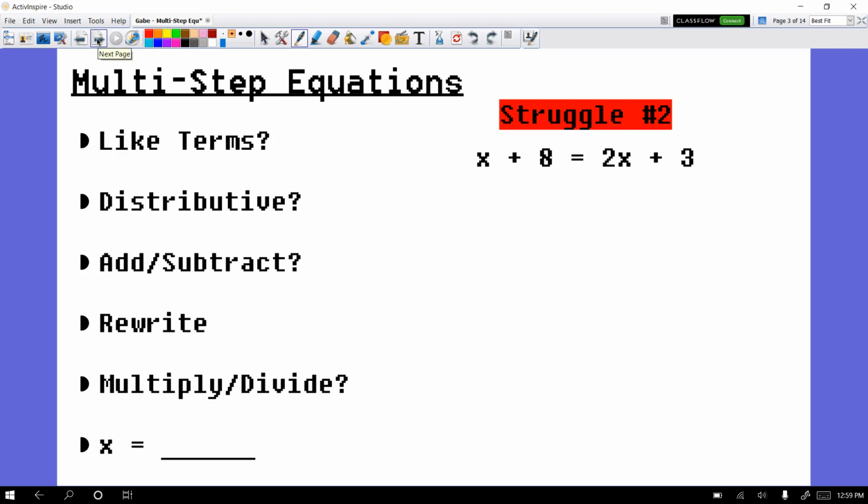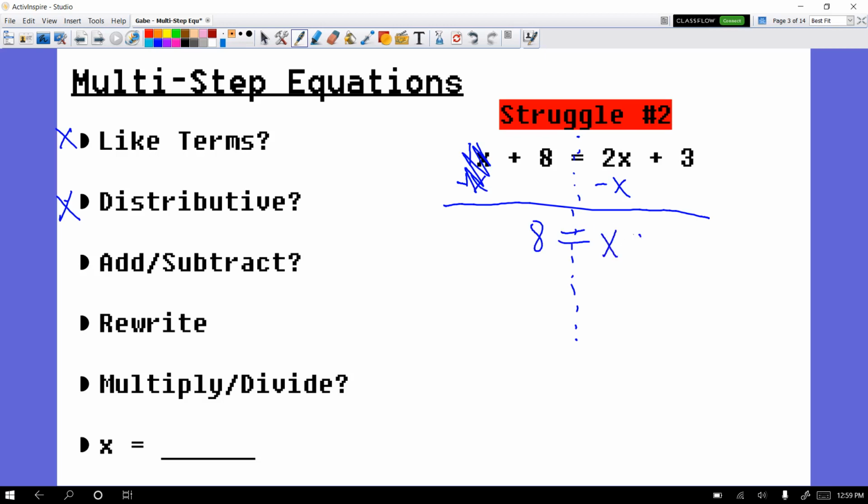Okay, so struggle number 2, the second problem you said you had a problem with. I'm going to start with the smallest variable. Okay, so I know that there are no like terms on either side. I can't put an x and an 8 together. I can't put a 2x and a 3 together. So there's no parentheses, so I automatically know no distributive. So I know that I have variables on both sides. Start with the smallest. Get rid of that x. This is the same thing as minus 1x, and this is 1x. If you want to put a 1 there, go for it. That goes to nothing. You're left with 8 equals x plus 3.